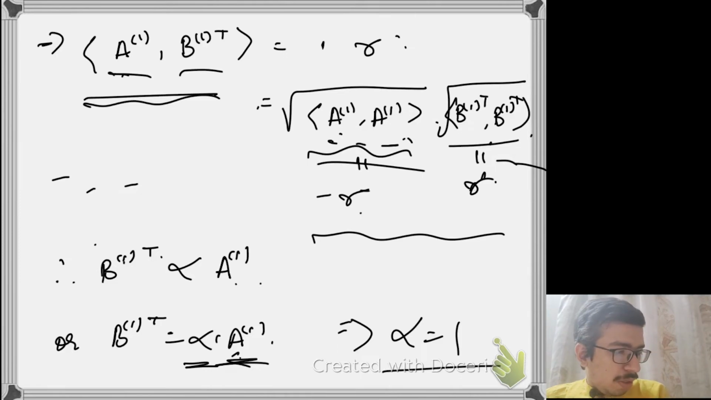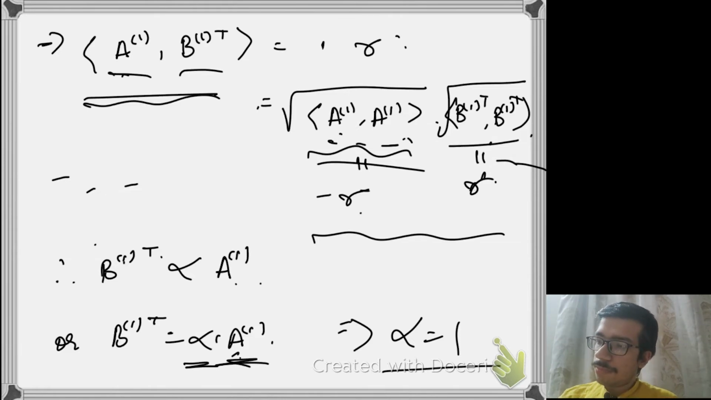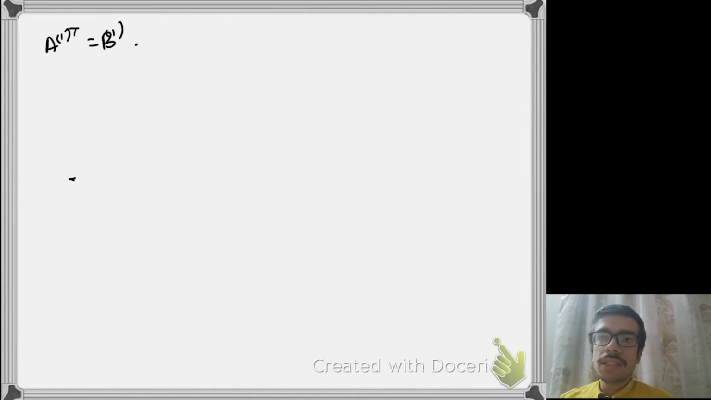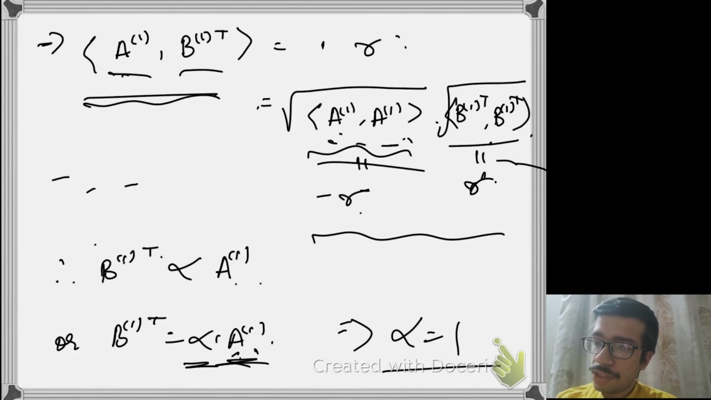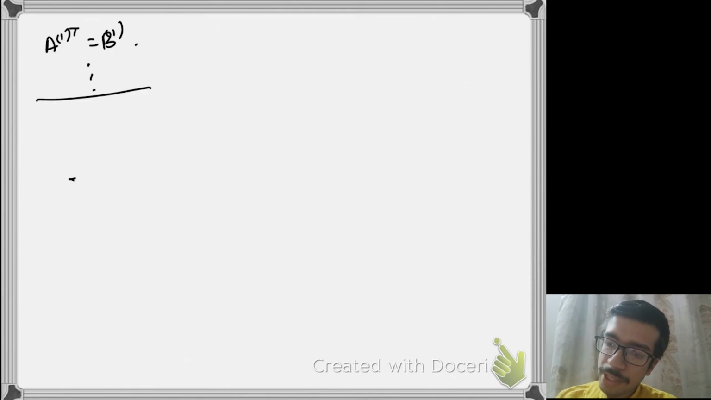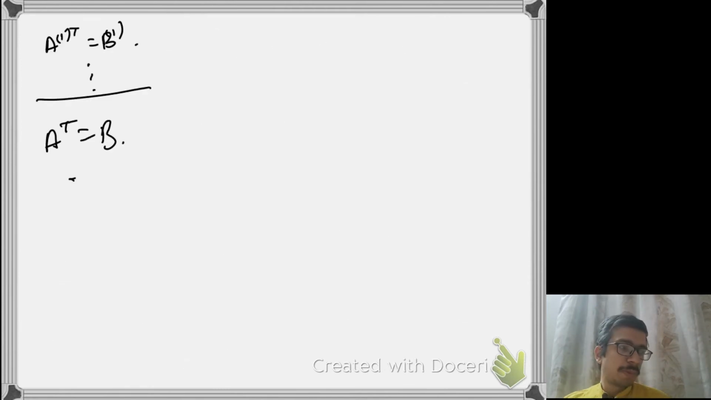right? Because these are essentially unitaries, and unless alpha is 1, this product will not be equal to exactly R. So hence we get that A1 is essentially B1 transpose, or A1 transpose is B1, and we just did this analysis for the component along the first eigenvector lambda 1, but in general we can do it for each of these blocks which we have decomposed A and B into, and the two corresponding blocks will be transpose of each other. Then overall, since these are just diagonal blocks, what we'll get is that A transpose equals B. So B is A transpose.